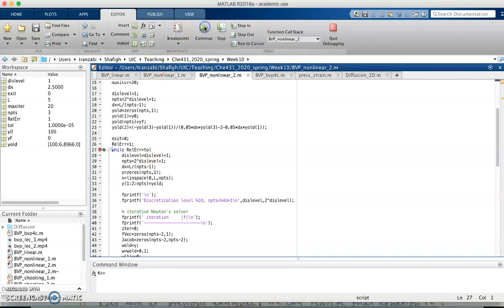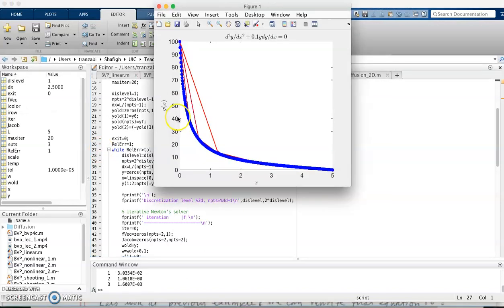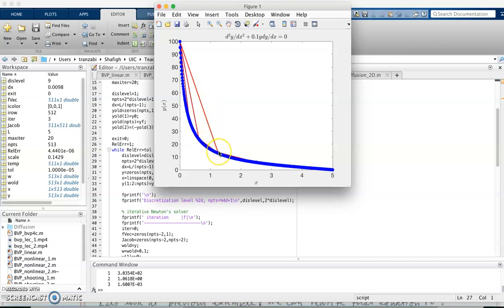If I run that, you see this. Here, the red line is the solution from the low discretization level all the way to blue. As you see, I have maybe 100 points or so at the highest level. So the level of discretization goes from red to blue.